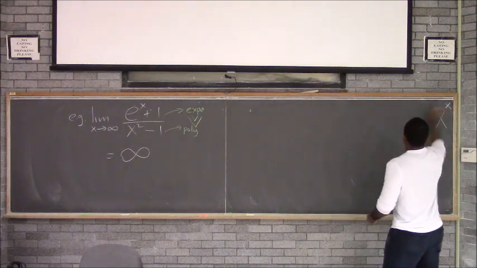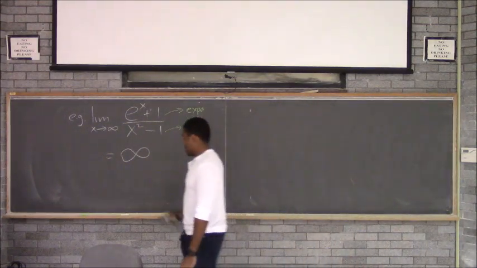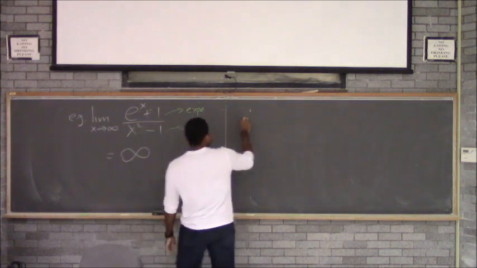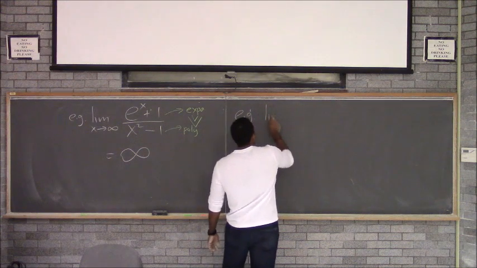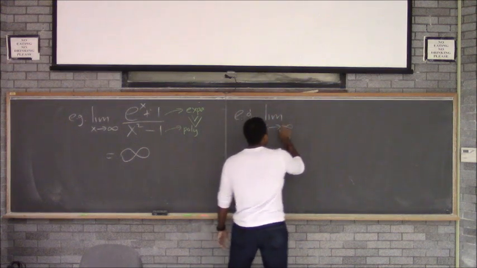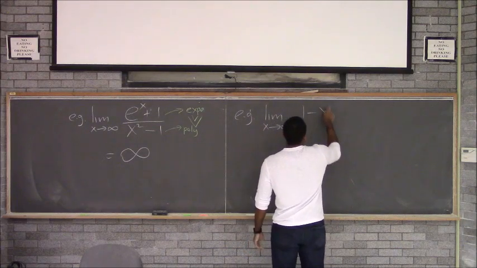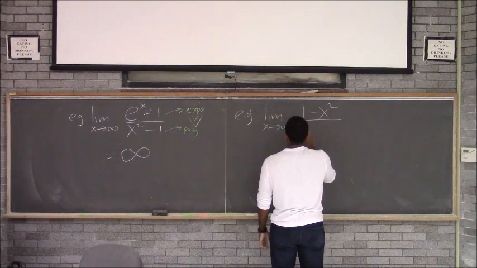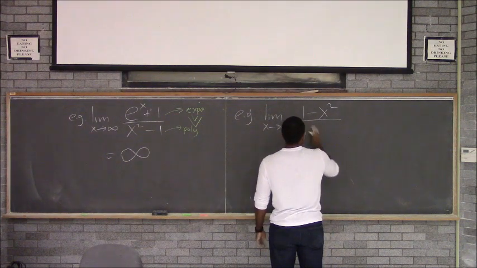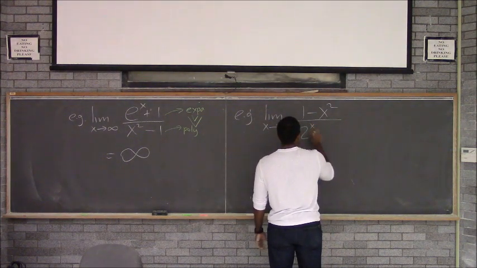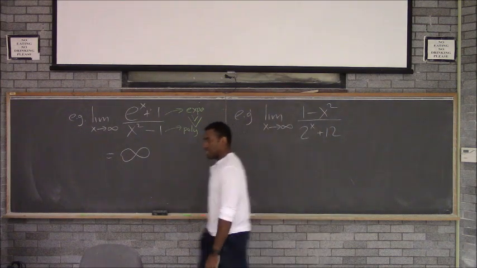So then in that case where we have an exponential in the numerator, we could say it's infinity, but what if it's reversed, where we have a smaller one on top? That is a good question. I was going to ask you some more examples. What about the other way around? What if it were negative 1 minus x squared over 2 to the x plus 12? Okay, so look at that example.